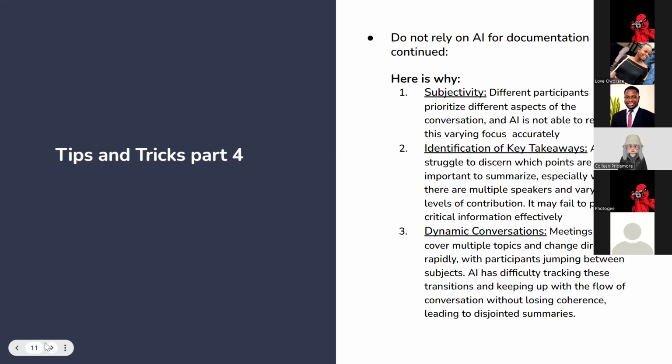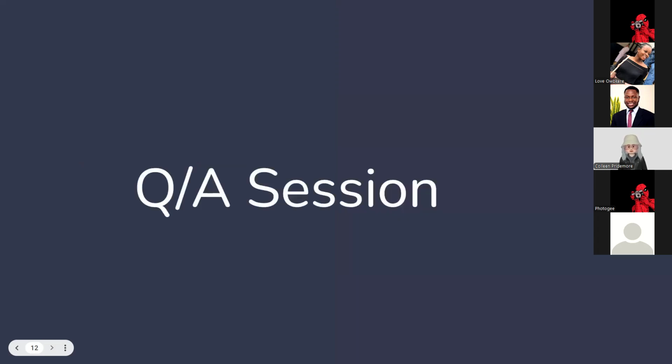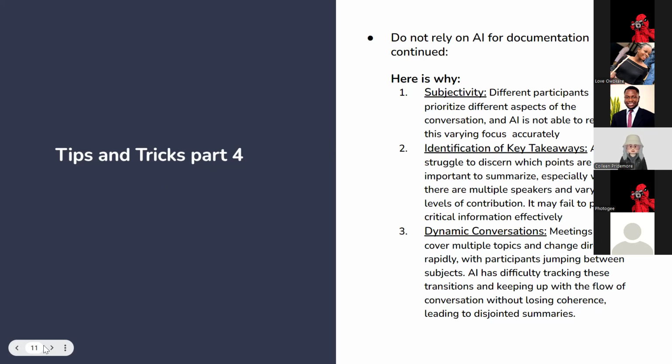3, dynamic conversations. Meetings can cover multiple topics and change direction rapidly. With participants jumping between subjects, AI has difficulty tracking these transitions and keeping up with the flow of conversation without losing coherence, leading to disjointed summaries. So that is all on the tips and tricks of documentation and the items you need to understand about documenting.